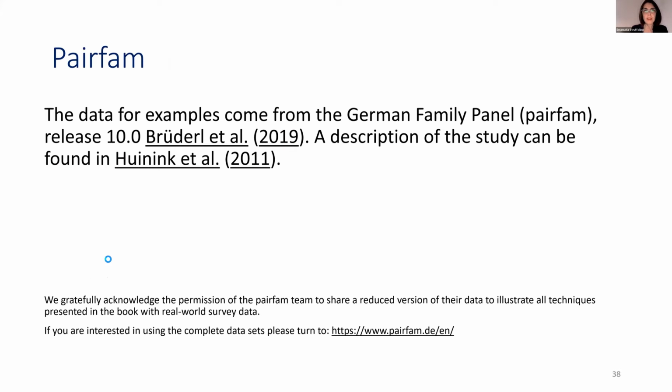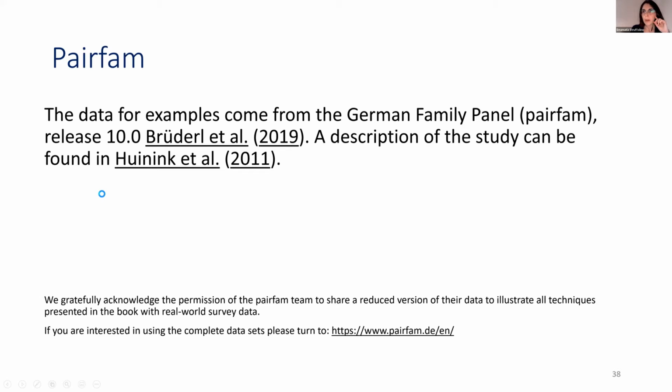So first about the data. The data we're going to use consider family formation trajectories, and these are from the German family panel, the PERFAM data. Maybe some of you are familiar with that. This is a great data source. It's a couple level data set. So for those who are interested in looking at couple level dynamics, that's a very nice data to consider.